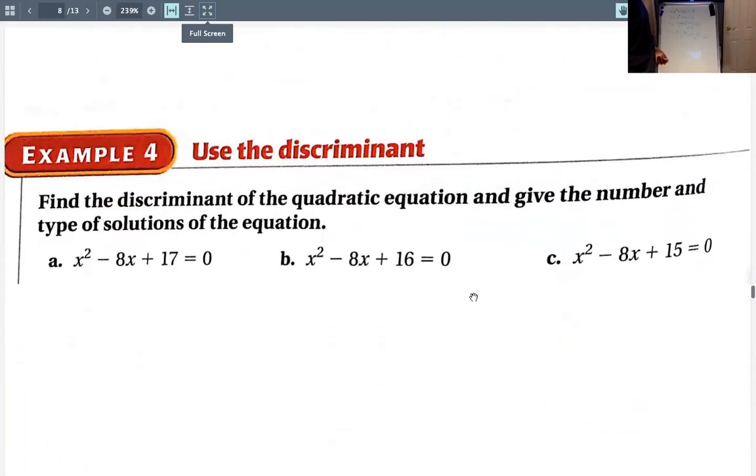All right, so using the discriminant, look at this question. Now the question starts to change. They're not asking to solve any. They're just asking you to find the discriminant and then say how many solutions based on it. So it's much less work. So go ahead and do A, B, and C and see if you can do it in 60 seconds. Go.